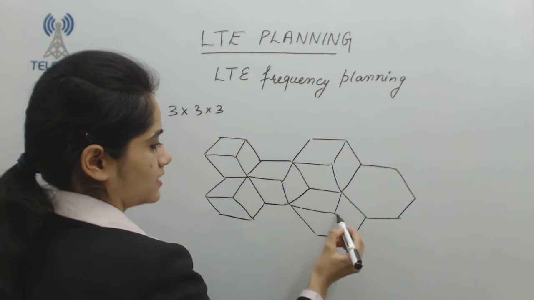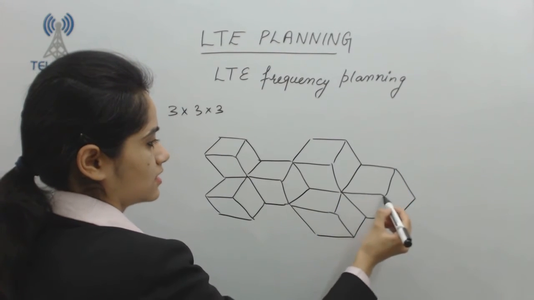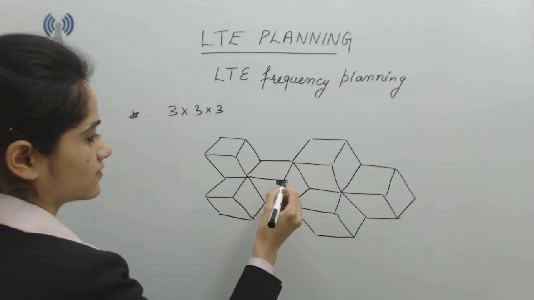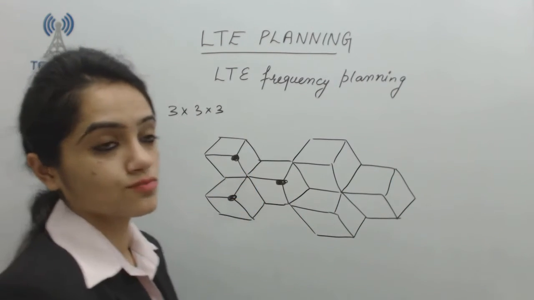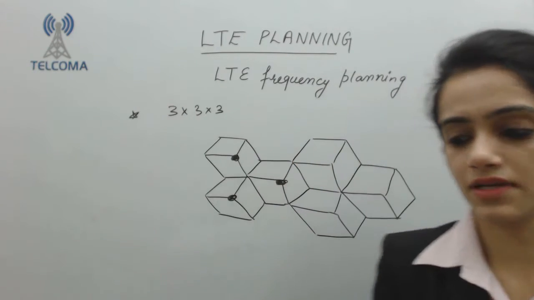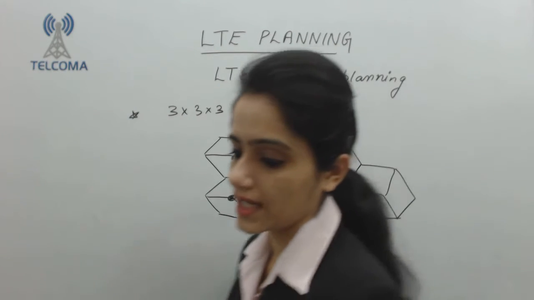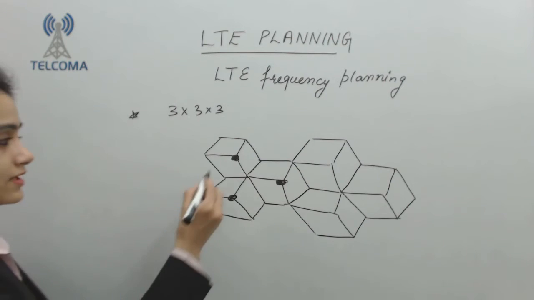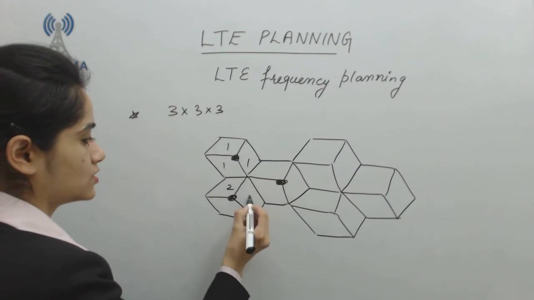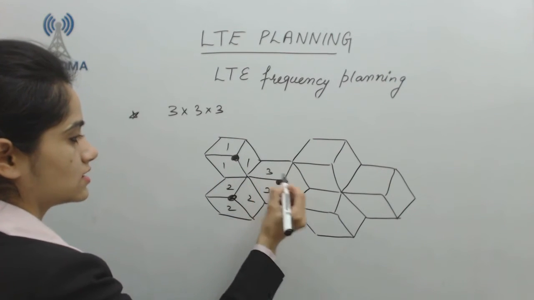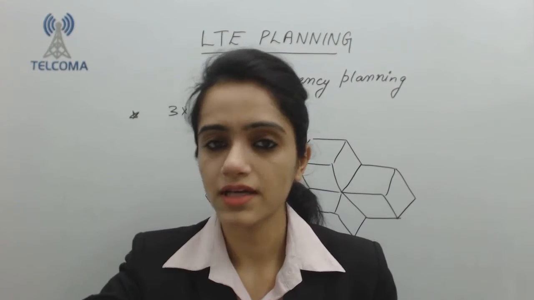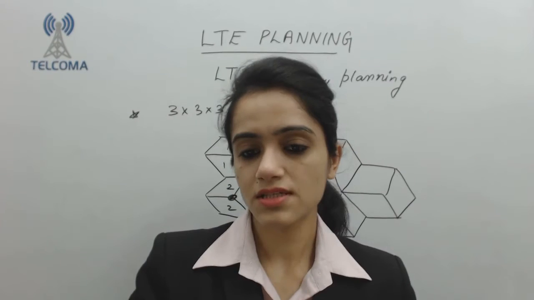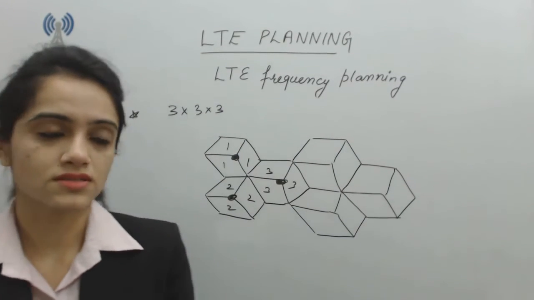I have three different eNodeBs in one area, so this one is 1, 2 and 3. Three sectors or small cells, and then I have three different frequencies. So how do I allocate? I will allocate 1, 1, 1, 2, 2, 2, 3, 3 and 3, so different frequencies to different cells. So this is one way to do this.